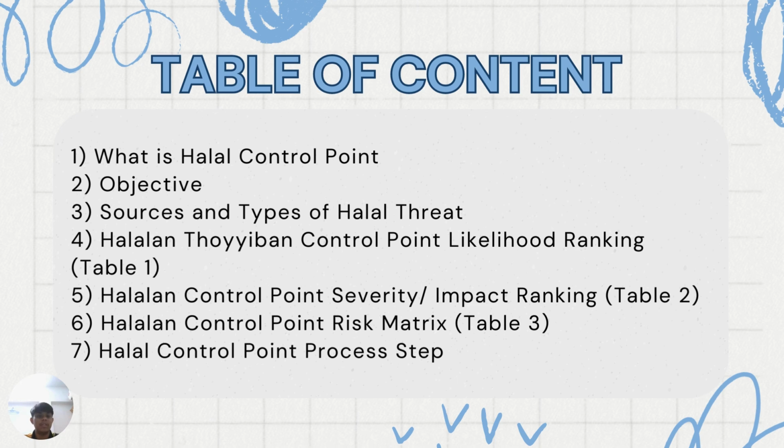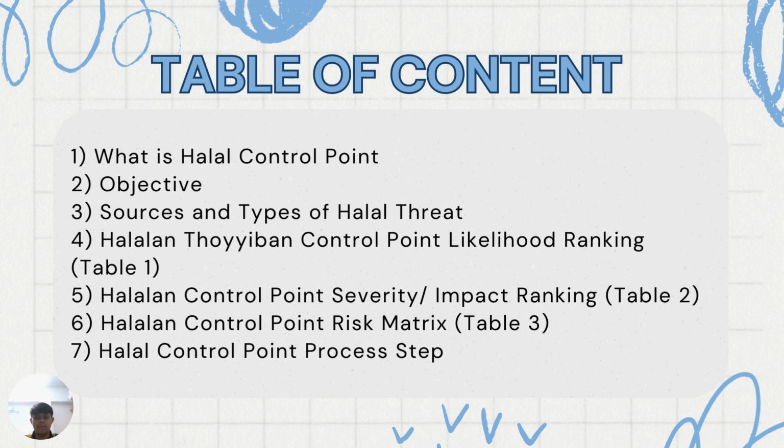The table of contents. The content that we will talk about here is what is halal control point, the objective of halal control point, the sources and types of halal threat, halal thoyyib control point likelihood ranking, which is table 1, halal control point severity or impact ranking, which is table 2, and halal control point risk matrix, table 3, and lastly, halal control point process step.